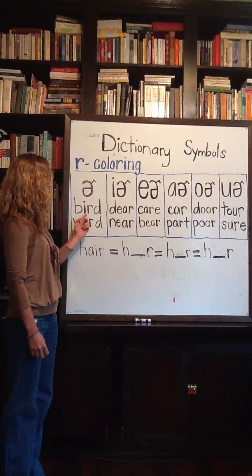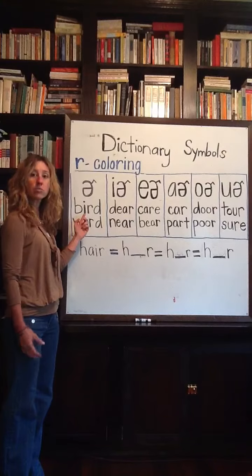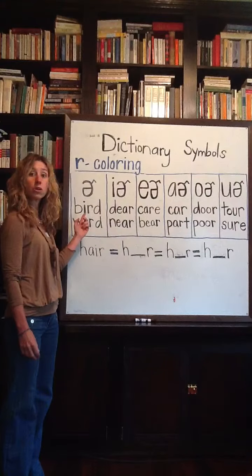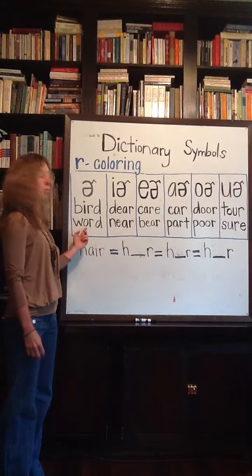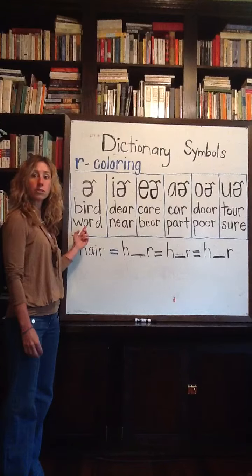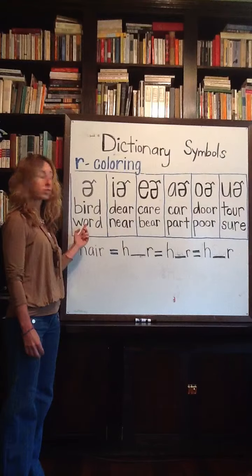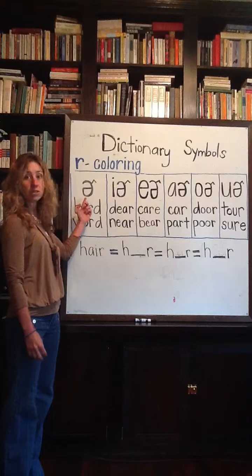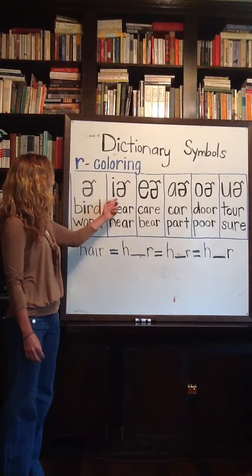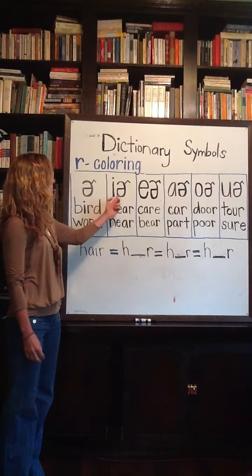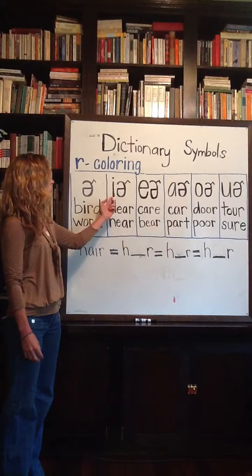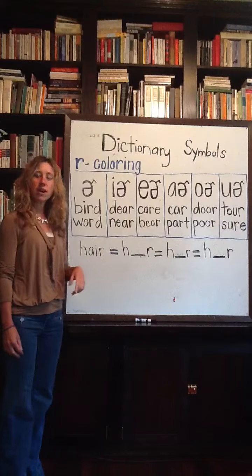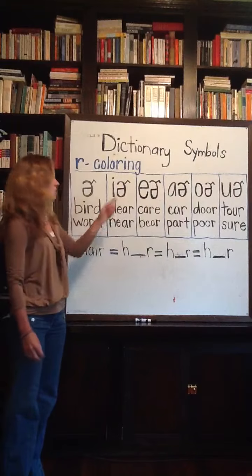This is the sound that you hear when you say the word bird, or word, bird or word. That is the sound. Okay? What about this one? Notice it's made up of two different parts, two different vowels. And the rest of these are.